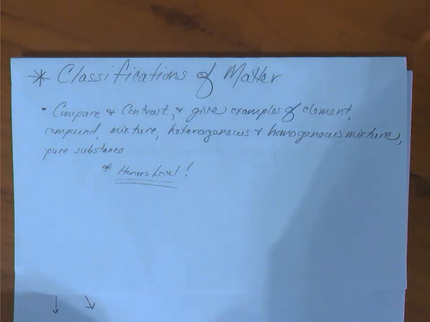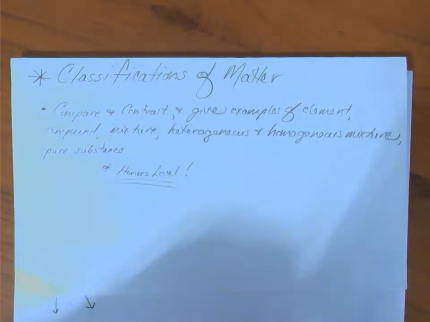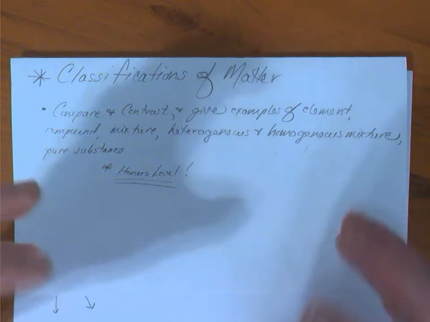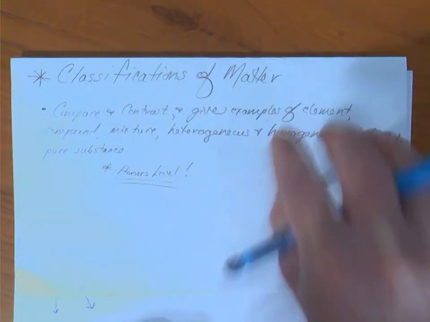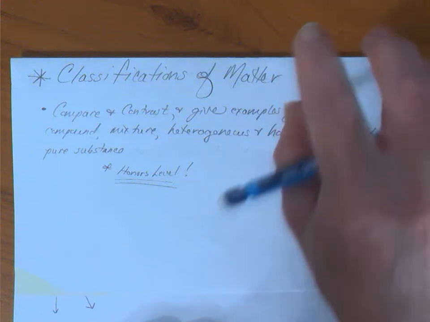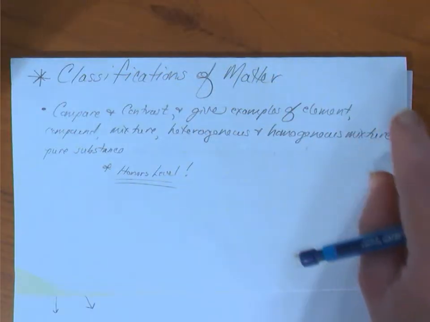How do we classify matter? As chemists, we love to sort and put things into groups. That teaches us something about the members of the group, but also teaches us things about the members of that group compared to members of another group.